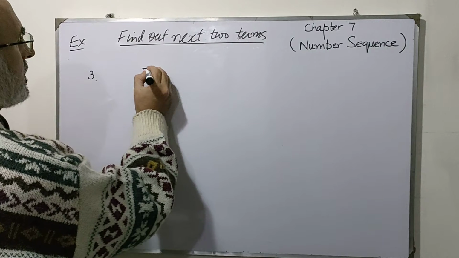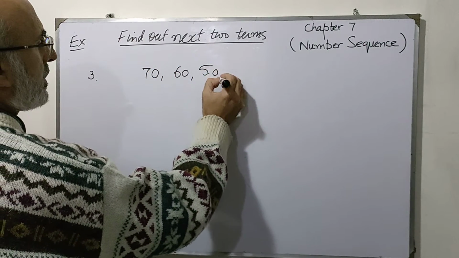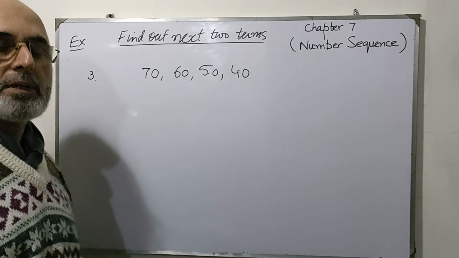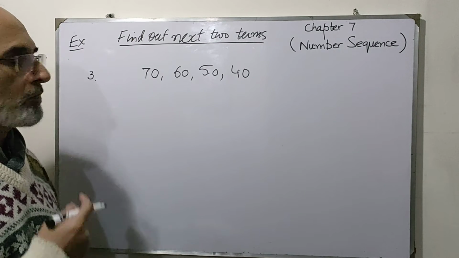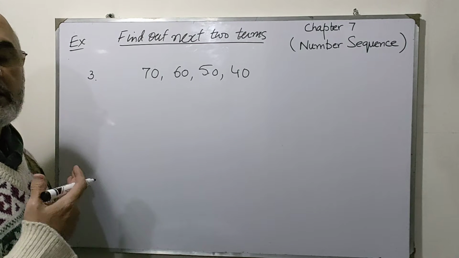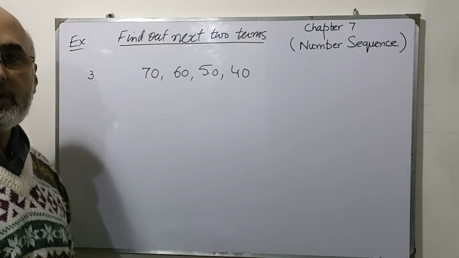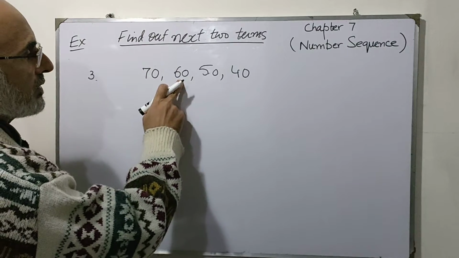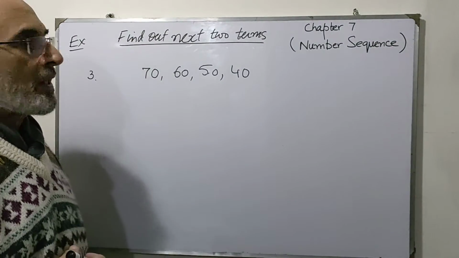Okay, the example is 70, 60, 50, 40. Okay, again numbers, positive numbers, all integers, and we can clearly see that in this sequence we have a decreasing trend. We are moving from 70 to 60, 60 to 50, 50 to 40. So there is a decreasing trend.